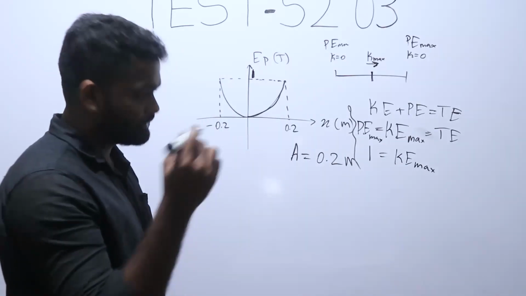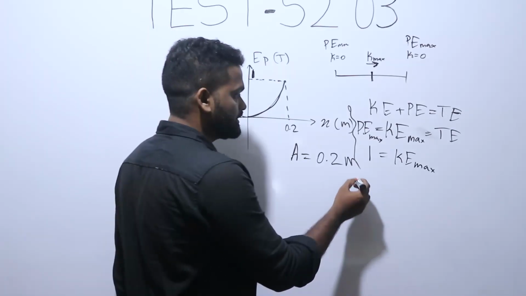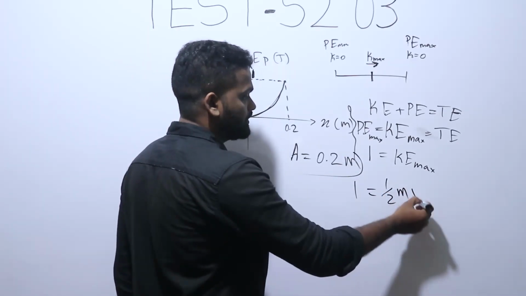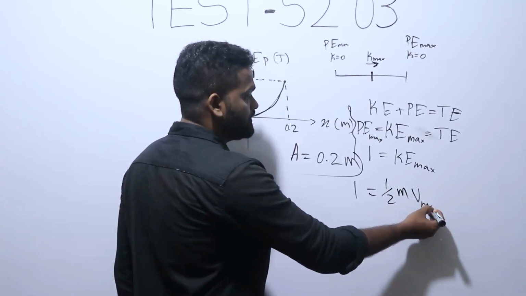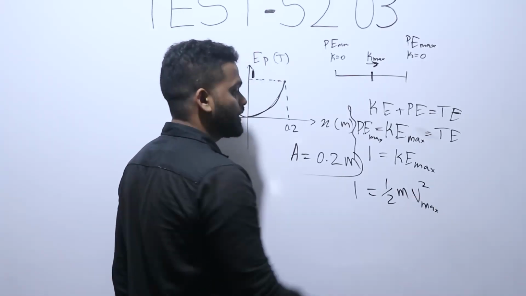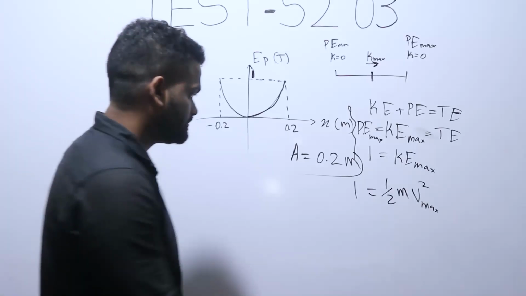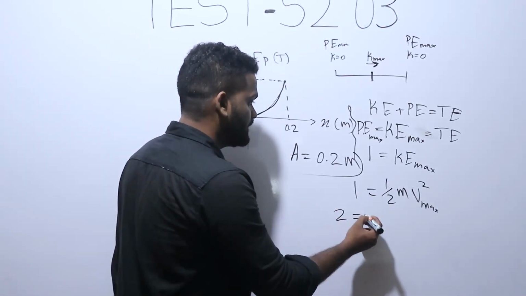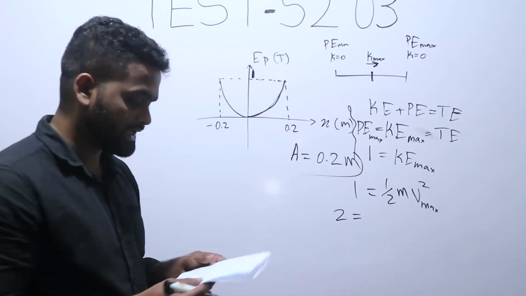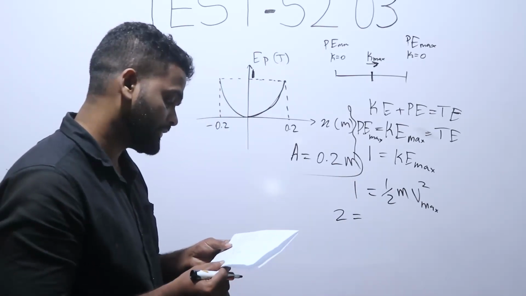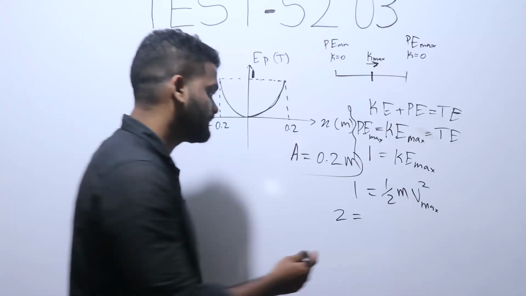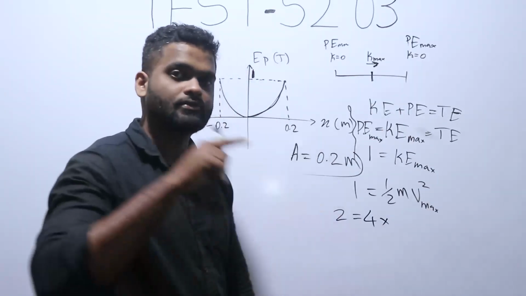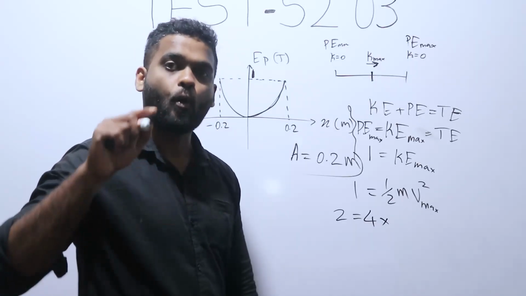Okay, so the equation for the kinetic energy, we know that half m v max squared. Then I will put 2 here, cross multiply. 2 equals the mass, given as 4 kilogram, times V max squared. The equation for V max is A omega.